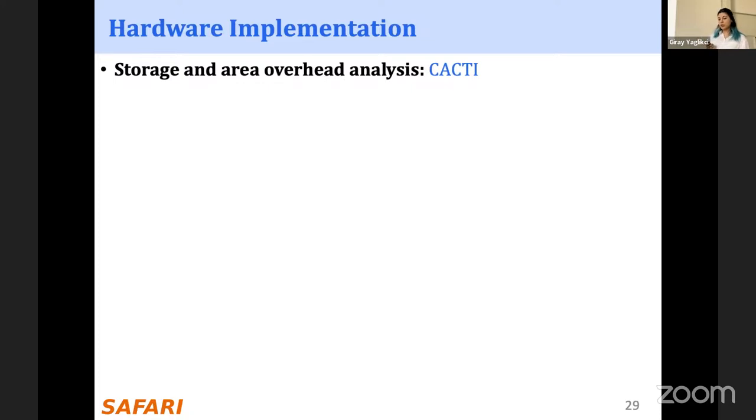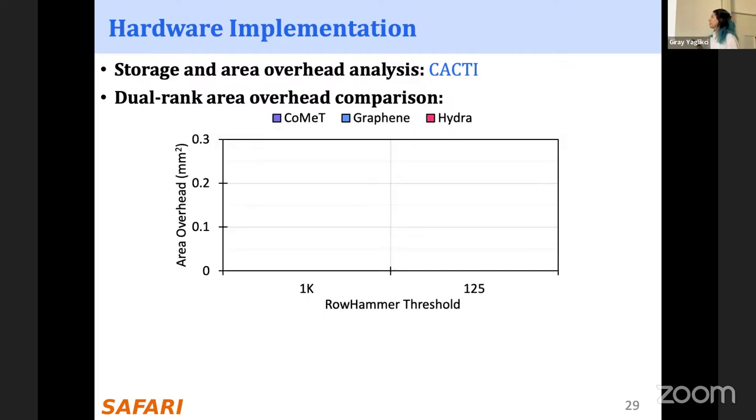We evaluate the storage and area overheads using CACTI, and here is the comparison against Graphene and Hydra for two different RowHammer thresholds. So this is the area overhead of CoMeT.